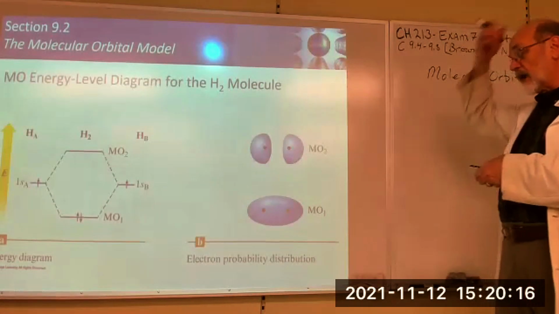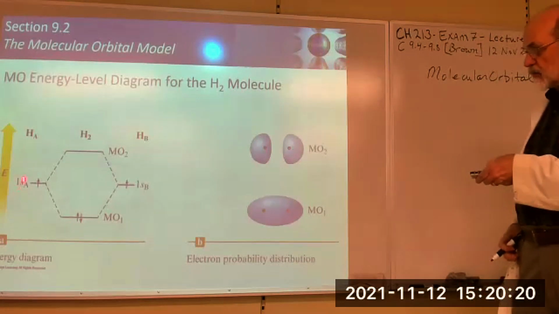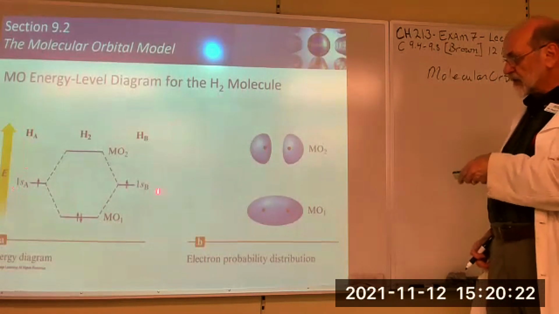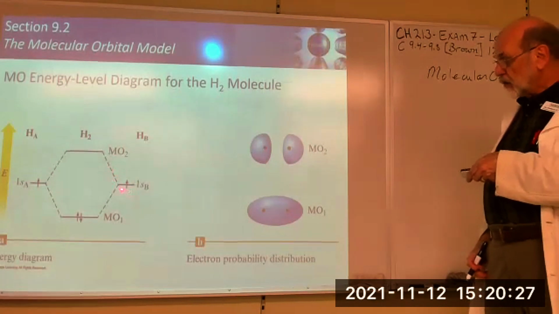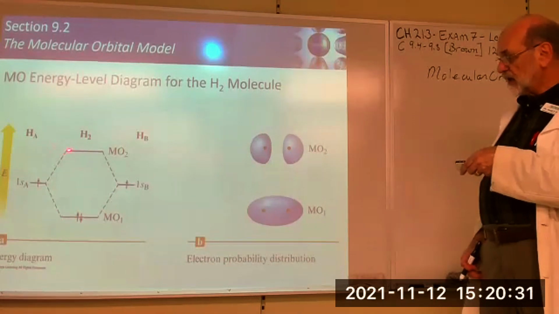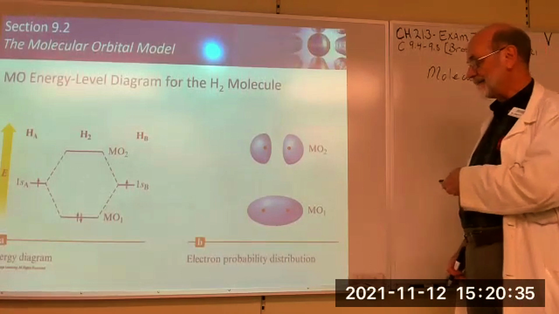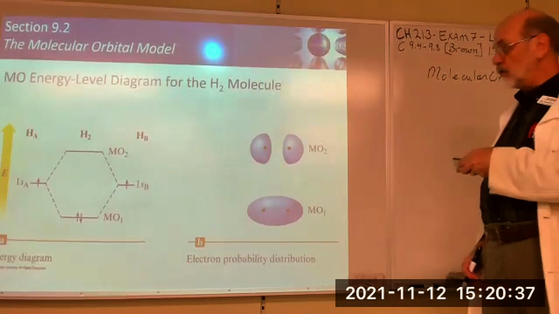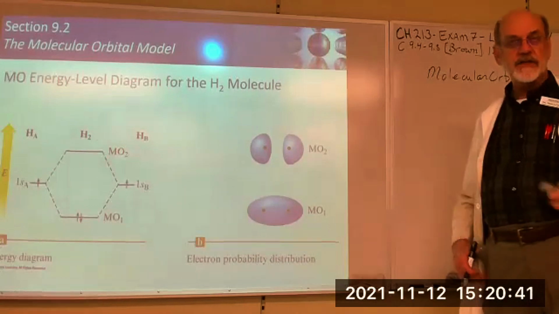And this is what a diagram would look like. Here are the individual atoms with their atomic orbitals on either side. And then when we form the bond, we get both a molecular orbital here that's bonding and a molecular orbital here that's antibonding. This is a symmetrical molecule because both the atoms are equivalent. Those are the easiest ones to deal with.